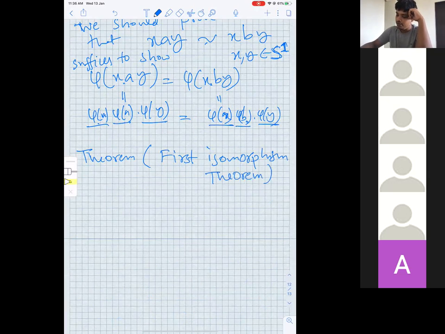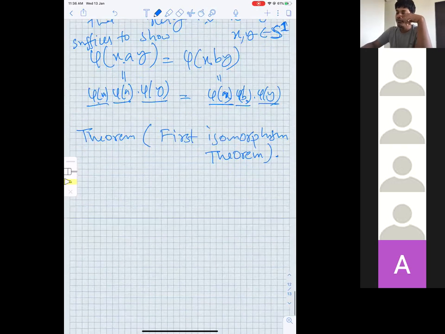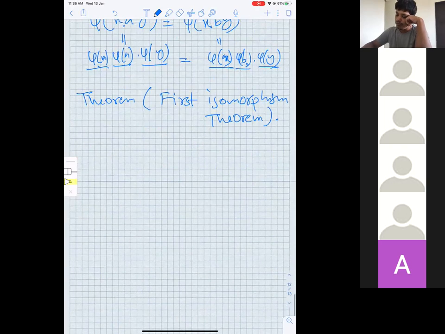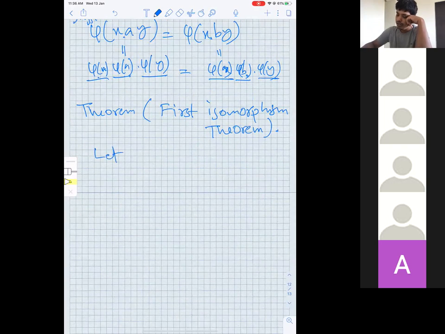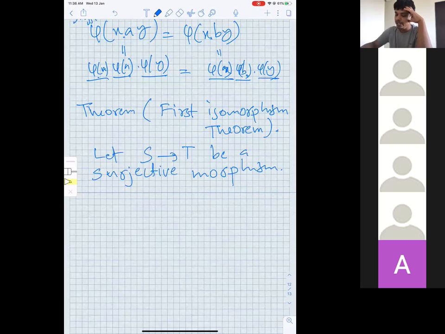What is the first isomorphism theorem? Okay, first isomorphism theorem. Let S to T be a, let's call it, surjective morphism. What is a surjective morphism? Can somebody guess what is a surjective morphism? Morphism which is onto, a function. Yeah. So that means that every element of T is mapped to by some element in S. Okay. Surjective morphism.